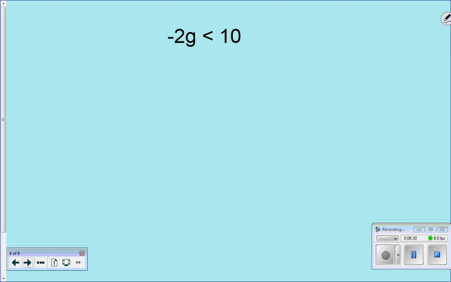Okay. All right, so here's an example. -2g is less than 10. So, first thing I'm going to do is divide by -2. Do you see dividing by a negative number?